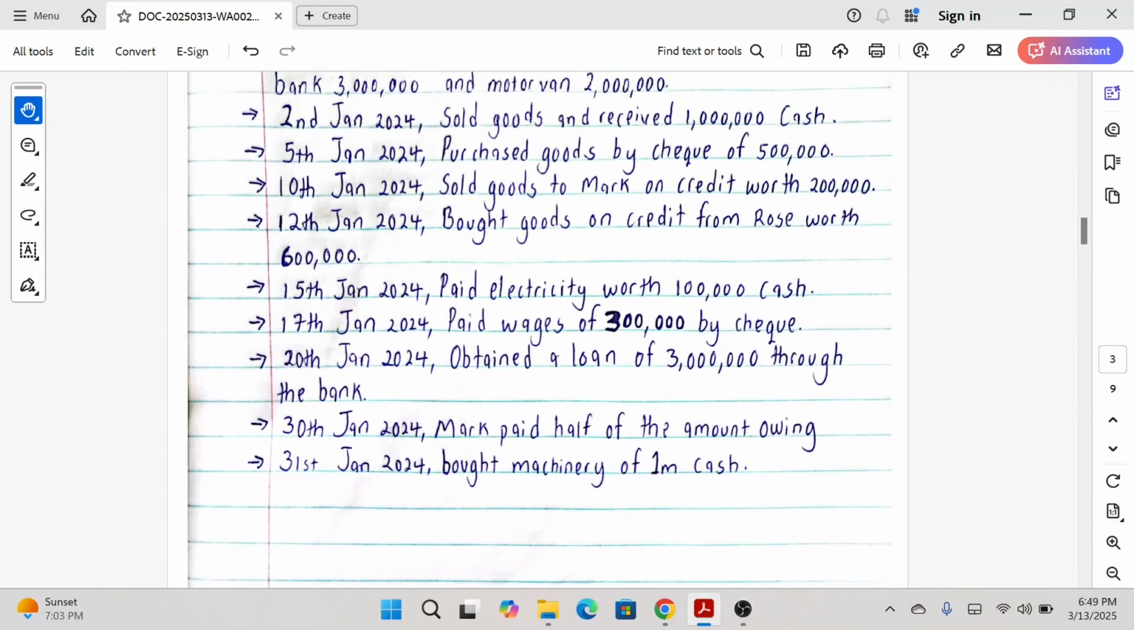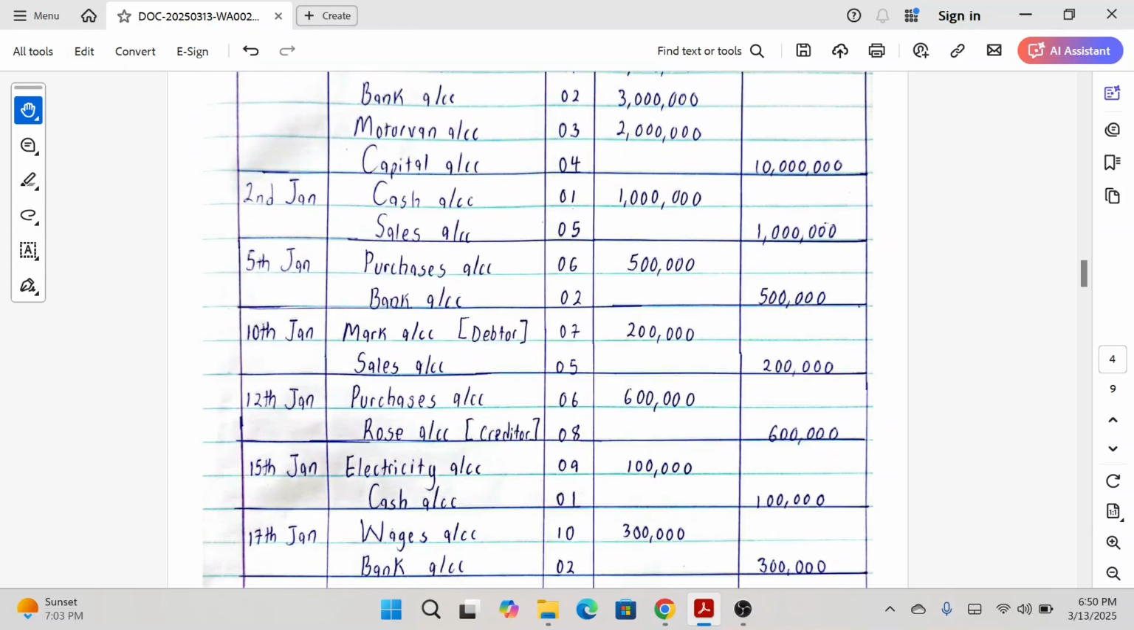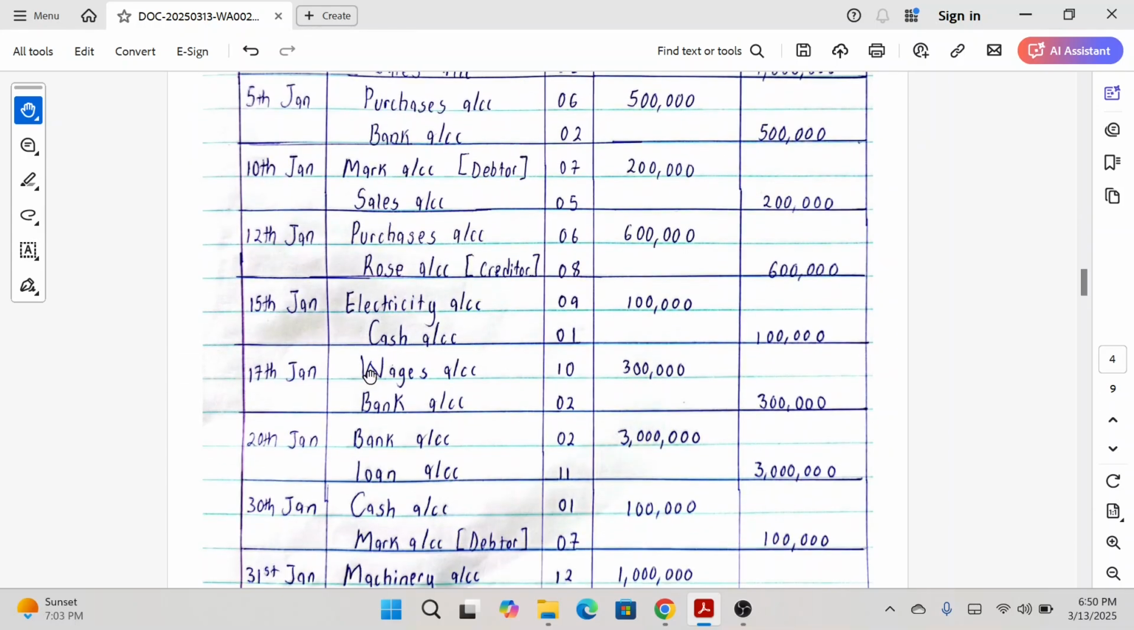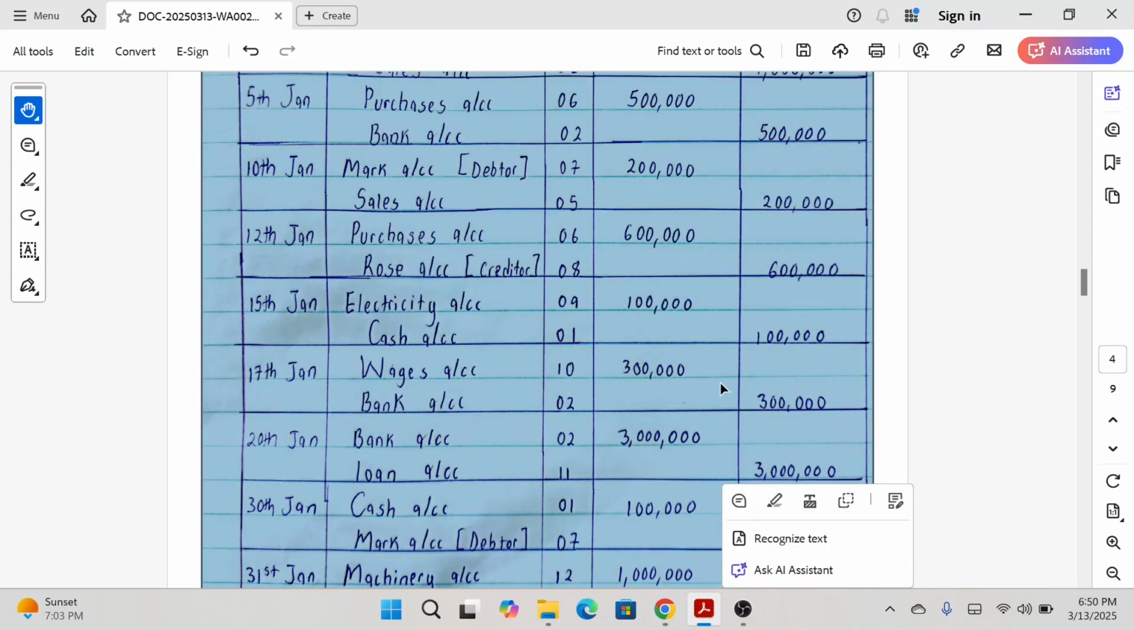Then we go to another statement that's saying 17th Jan paid wages of 300,000 by check, meaning that bank is going to reduce by 300,000, and wages as an expense are going to be debited. So the expenses are coming in. When expenses are coming in, meaning that expenses increase by debiting. So this is what is happening. Wages by 300,000 and bank which is reducing by 300,000.